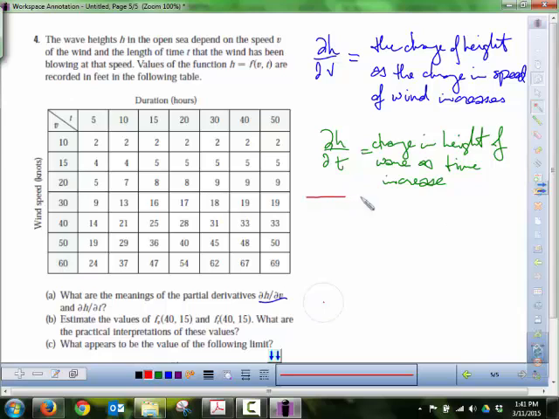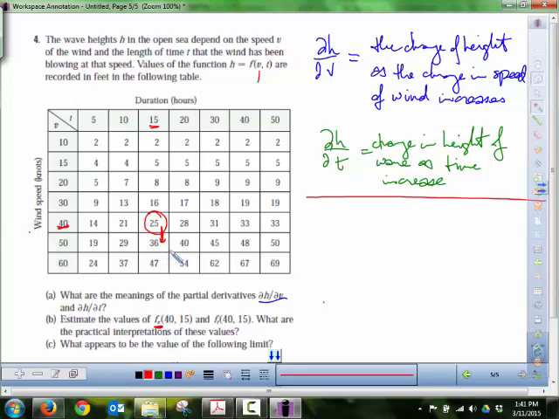So now let's answer part B. Estimate the values of FV of 40, 15 and FT of 40, 15. So we just have to remember that 40 is the velocity. That's the first variable. Velocity 40, 15. Okay? So one estimate of this would be to see how it changes as you go forward with respect to v.